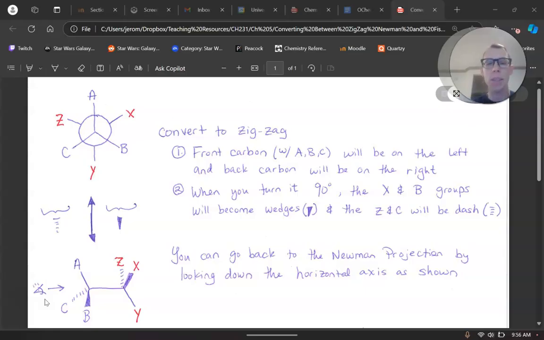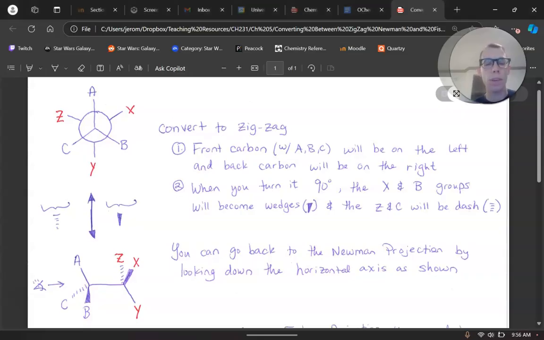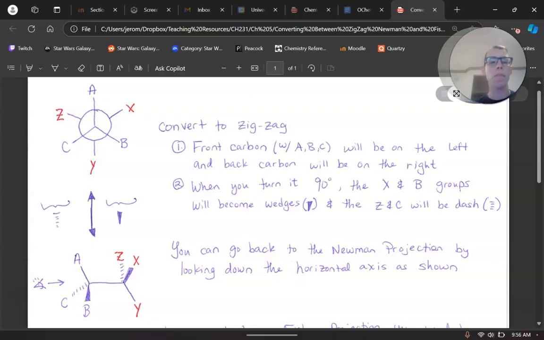Now here's a document. This exact same document that I have up on my screen is in Moodle at the way bottom, right below this video. We're going to walk through it. So our very first one is going to be converting between a zigzag and a Newman projection.